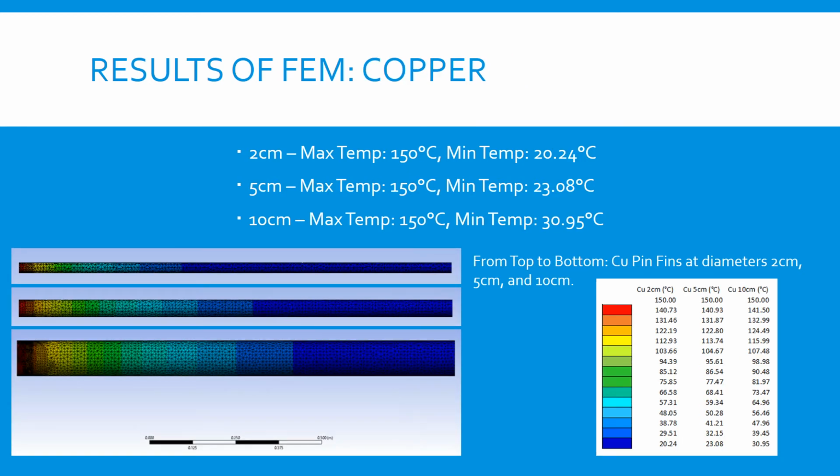The copper results are shown on this slide. The 2 cm fin has an end temperature of 20.24 Celsius. The 5 cm fin has a minimum end temperature of 23.08 Celsius, and the 10 cm fin has a minimum end temperature of 30.95 degrees Celsius.